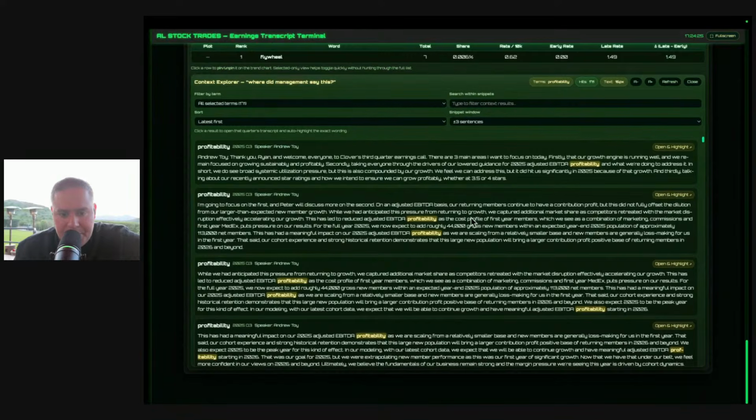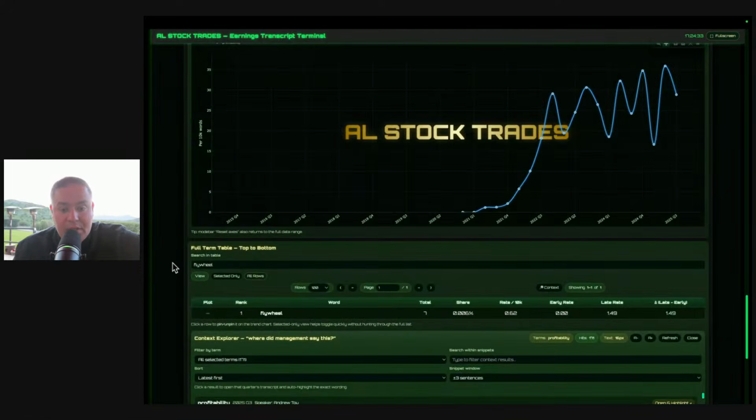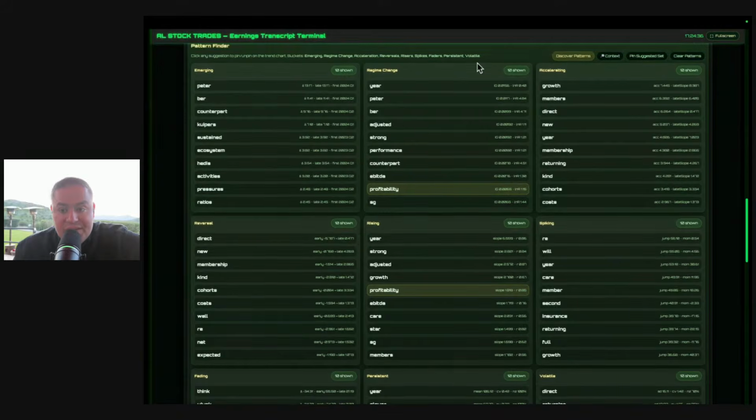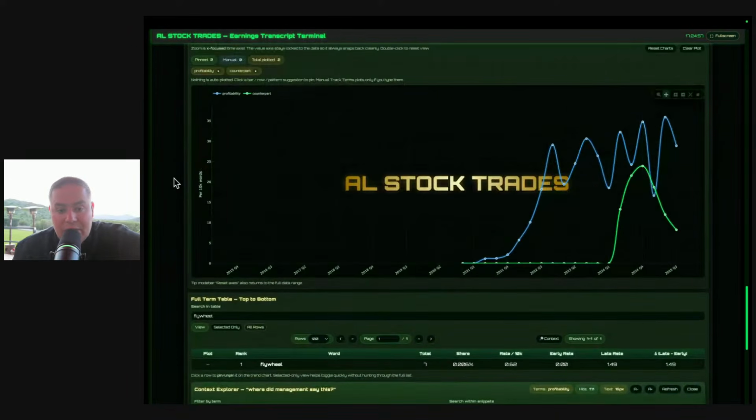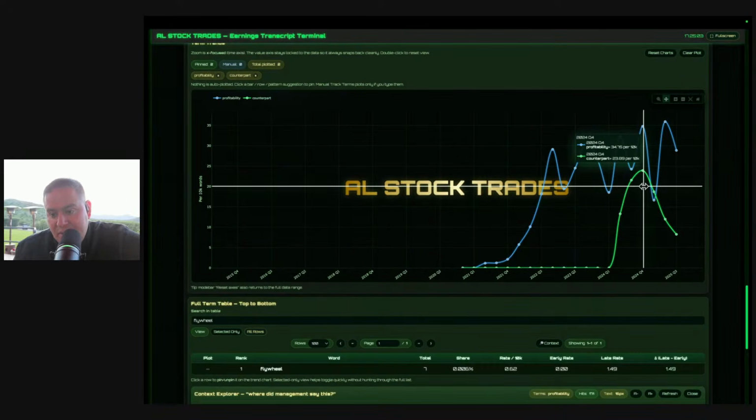What else? Okay, Counterpart Health. All right, let's graph Counterpart. You could see one of the AIs showed that this has been a regime change. A lot of these words are emerging. Counterpart is emerging, and it's used in these two AI handhelds, which shows that the word is being used a lot. So you can see Counterpart is in green.